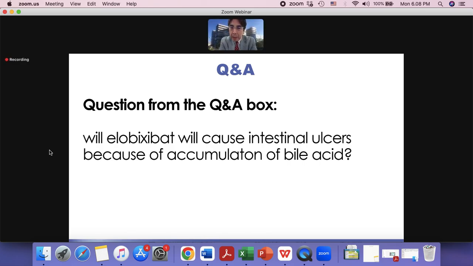The Elobixibat affects only the colon, and the patient with constipation shows a low concentration of bile acid in the colon compared to the healthy patient. So the Elobixibat gives just a 10% increase in the bile acid in the colon. That is nearly normal concentration. That is a physiological concentration.